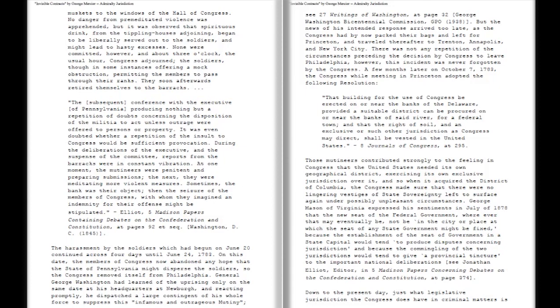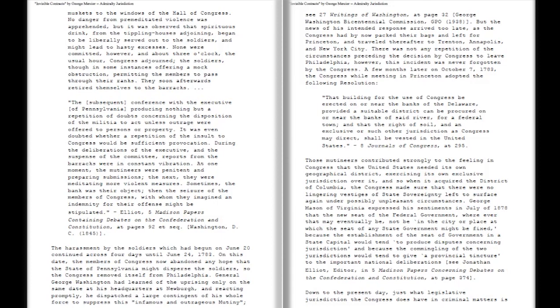A few months later, on October 7, 1783, the Congress, while meeting in Princeton, adopted the following resolution: that building for the use of Congress be erected on or near the banks of the Delaware, provided a suitable district can be procured on or near the banks of said river, for a federal town, and that the right of soil, and an exclusive or such other jurisdiction as Congress may direct, shall be vested in the United States. 8 Journals of Congress, at 295.